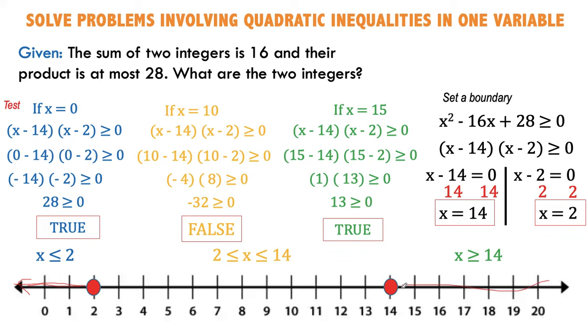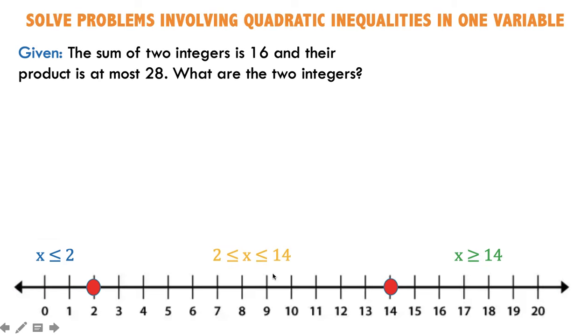Alright, so by graphical representation, we know that the answers or the solutions can be found here, not in the middle. We can also express our answer in inequality form. So x is less than or equal to 2, or x is more than or equal to 14. So the solutions can be found here and on the other side.